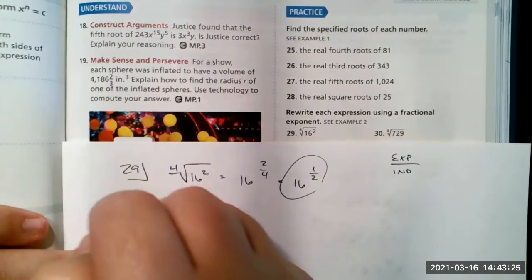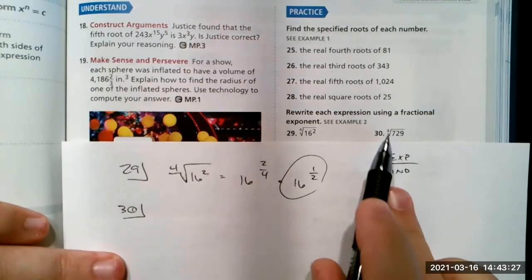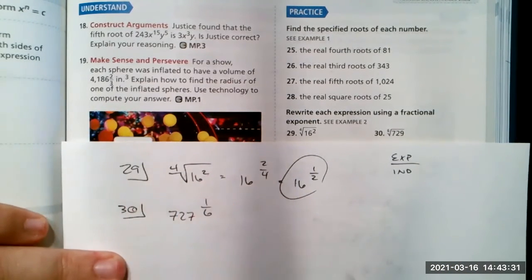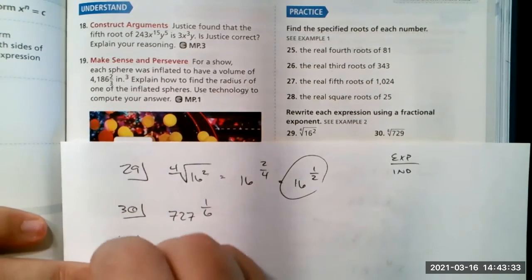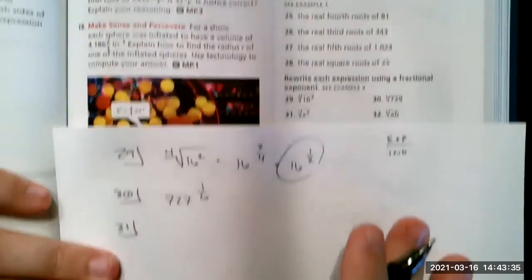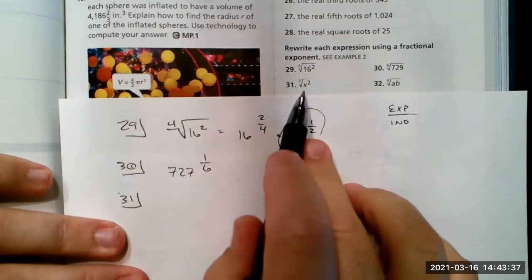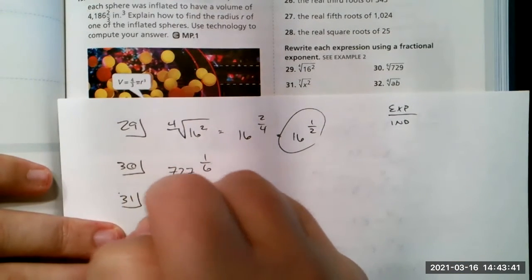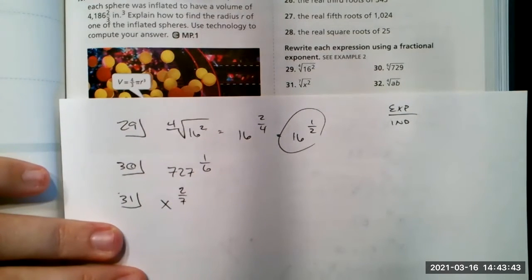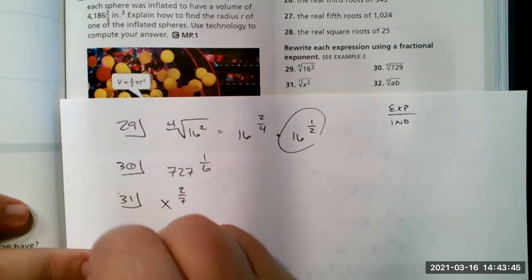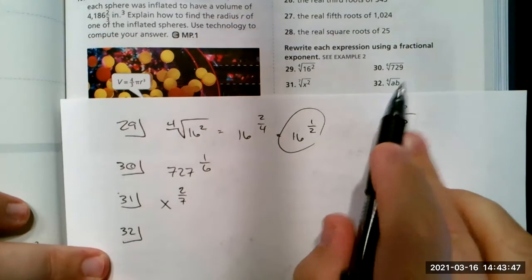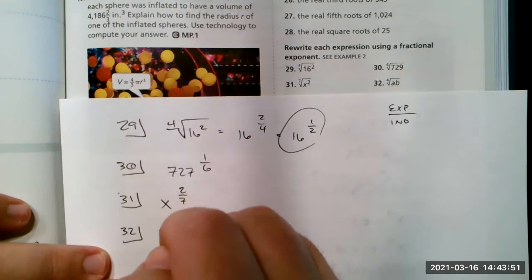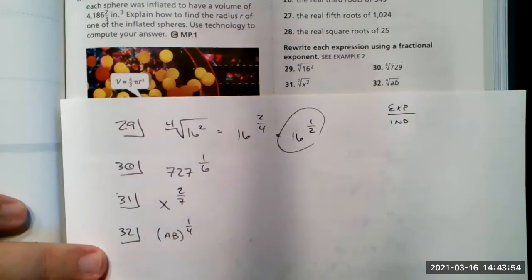30. The sixth root of 729, so that would be 729 to the 1/6 power. 31. The seventh root of x squared, so that would be x to the 2/7 power. 32. The fourth root of ab, so that would be ab to the 1/4 power.